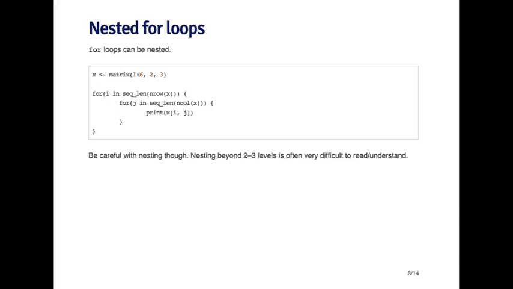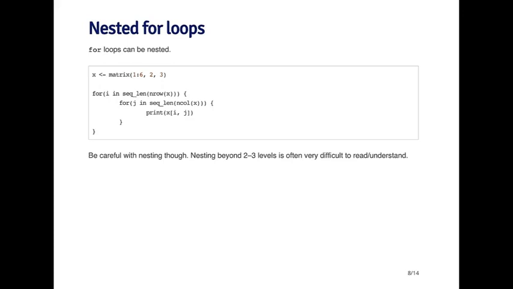Similarly, the nested loop with the j index is using the number of columns to create a sequence. So this matrix has 3 columns, and so the seq_len function is going to create an integer sequence 1 through 3. So this doubly nested for loop is basically printing out all the elements of the matrix.